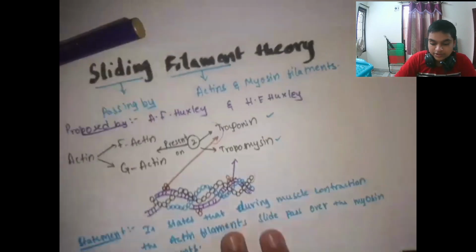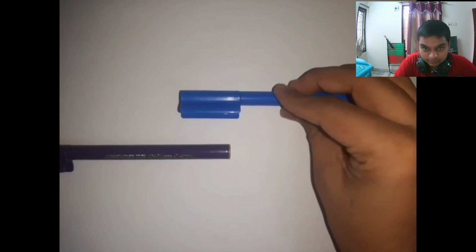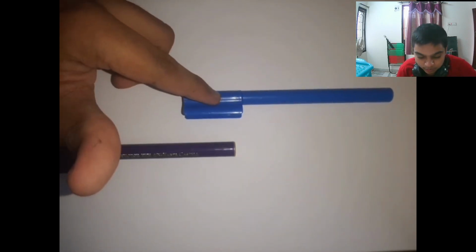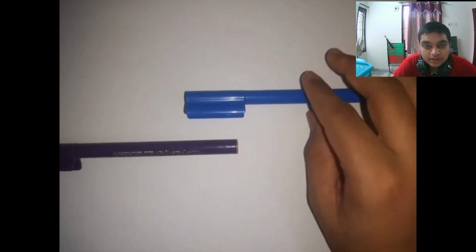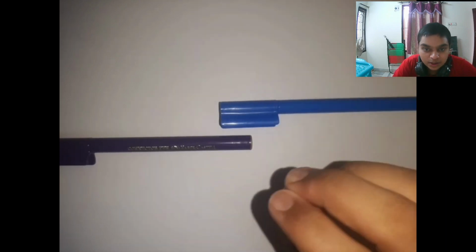Okay, let me remove this. Again I'll get it, please do not worry. Yes, see, this is actin filament, blue color one. This purple color one is a myosin filament. Yesterday we have seen this actin filament slightly overlaps the myosin filament.